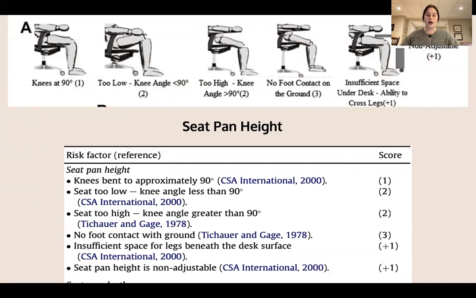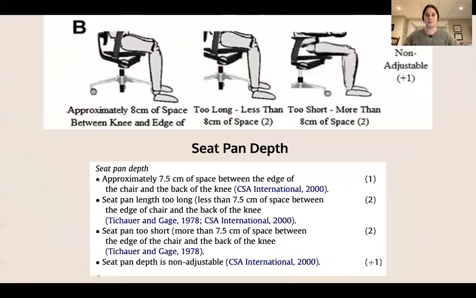So when considering the height of your seat pan, it should be placed so that your knees are at 90 degrees, as seen in the first image here on the left. Your feet should be touching flat on the floor with enough space under your desk so you can move your legs freely. Your seat pan should be adjustable to make this appropriate accommodation.